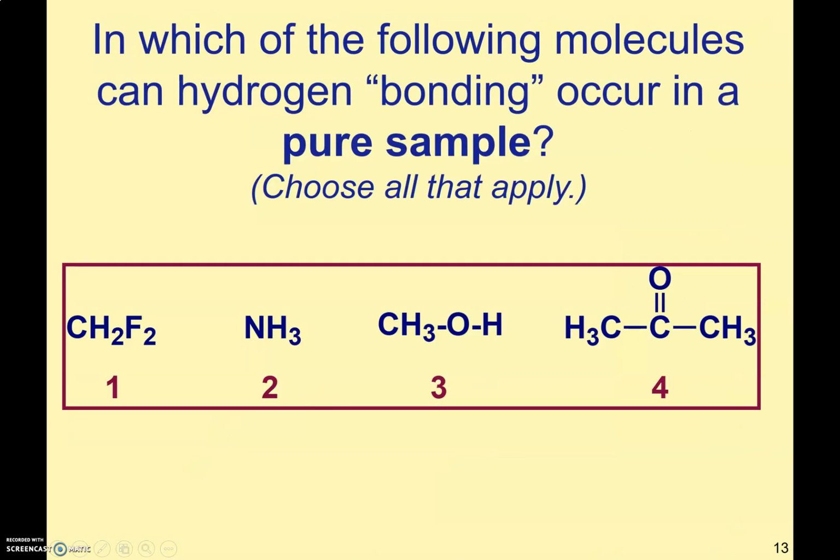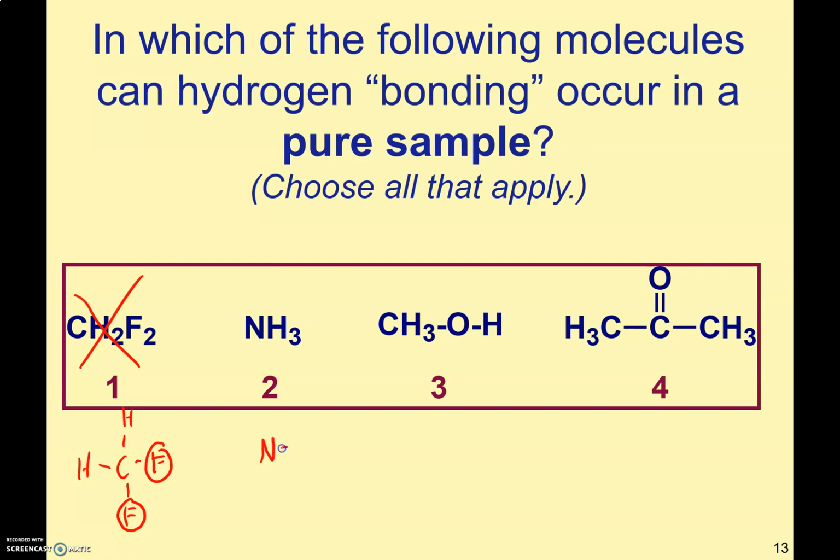Alright, so in which of the following molecules can hydrogen bonding occur in a pure sample, meaning you only have this molecule? So I'm going to draw this one to help you. So this one looks like this. In order for this to be able to hydrogen bond to itself, it has to have two things. It has to have a very electronegative element, okay? And it has to have an H bonded to an electronegative element. So this could not hydrogen bond with itself. It only has one of those. It only has an electronegative element. It does not have an H bonded to a very electronegative element.